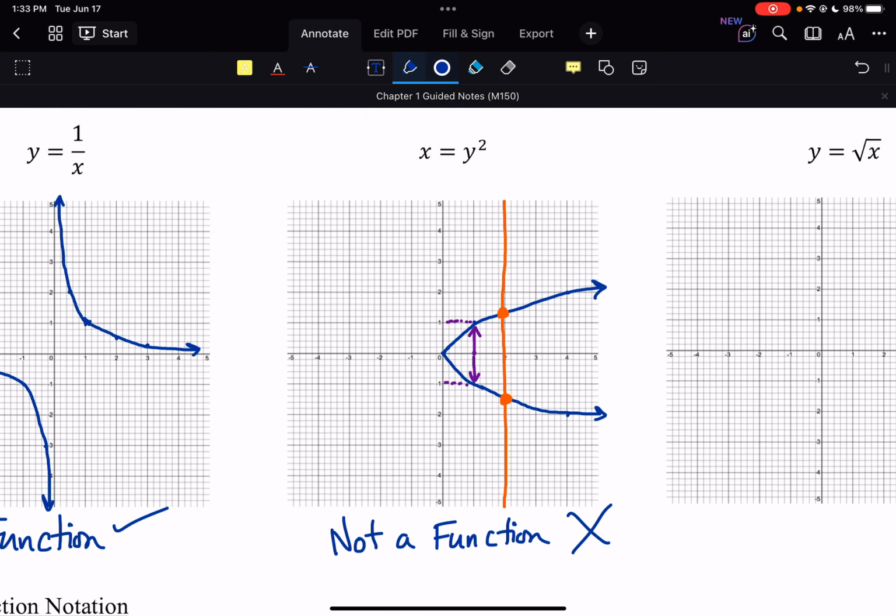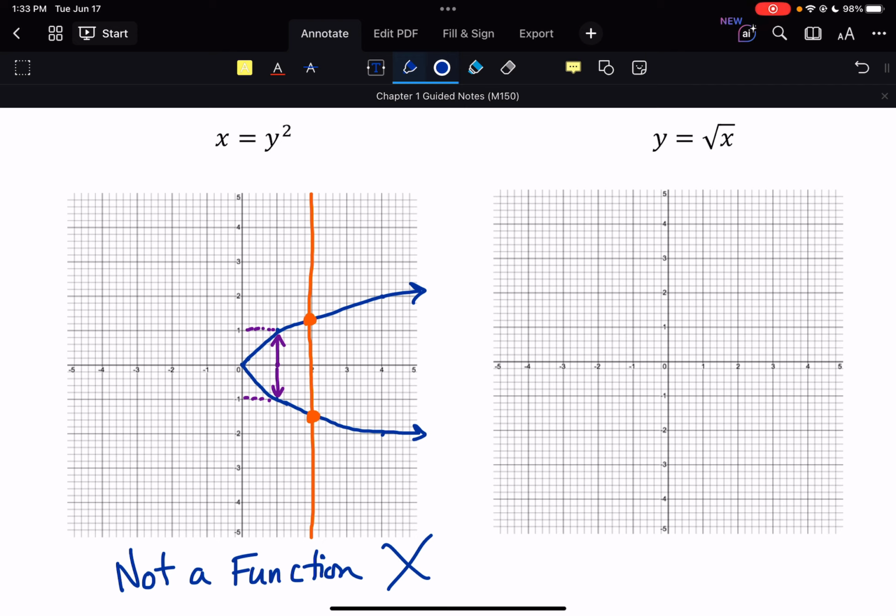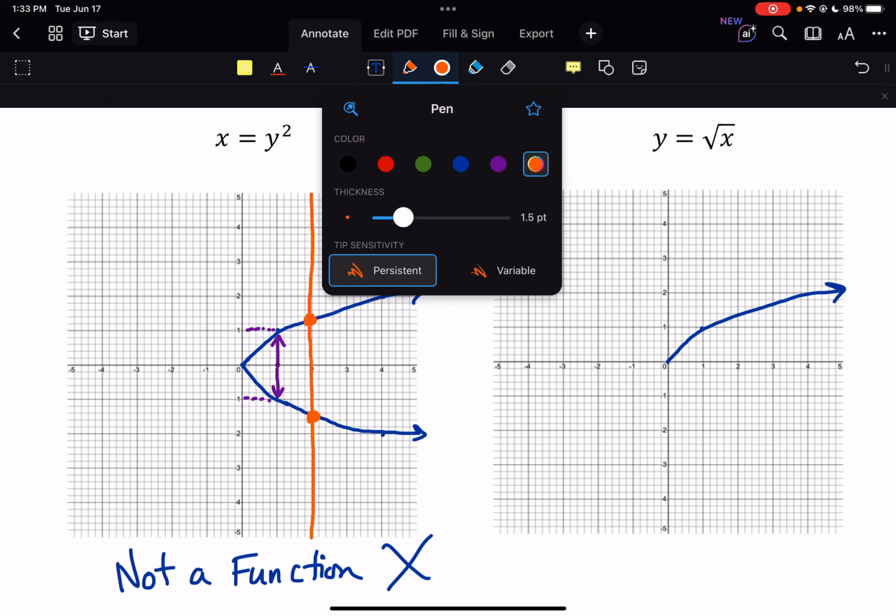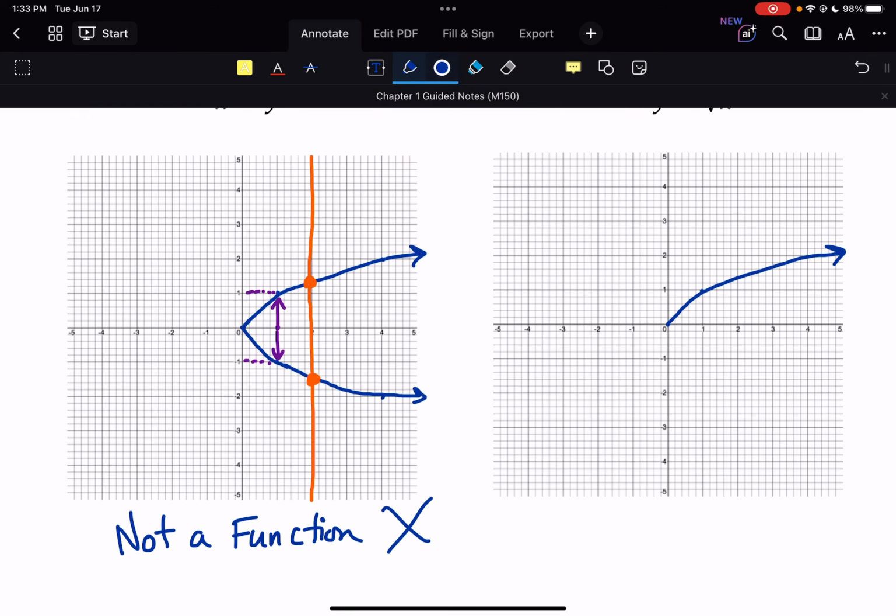Now, if we look at the last one, y equals the square root of x. So we plug in a few different values. We get 0, 0, 1, 1, 4, 2. This one only has one branch on it, right? So it certainly does seem like we're not going to hit any repeat outputs on this one. And that's true. This one is a function.